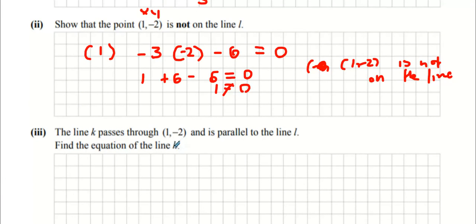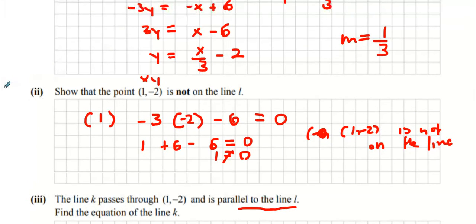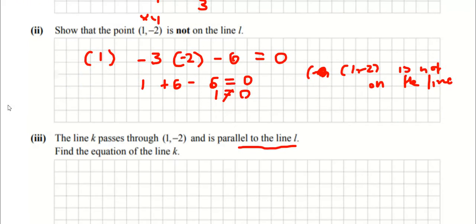The line K passes through 1, minus 2 and is parallel to the line L. This means it also has a slope of 1/3.